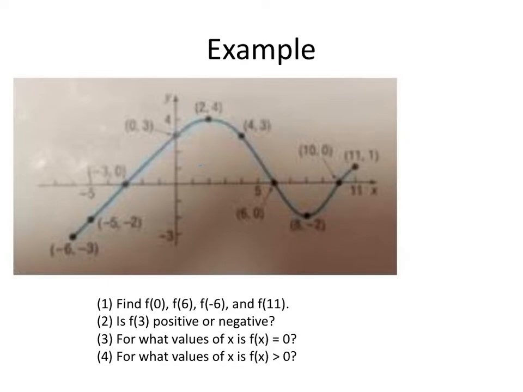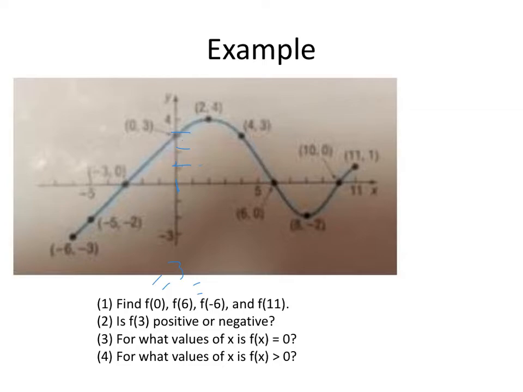Alright, here's the last example of this video. It's a 4-parter. First, find f of 0, f of 6, f of -6, and f of 11. And yes, I do know the numbers are kind of blurry, but we should still be able to do the problems just fine. First one, f of 0. Count up from 0: 1, 2, 3. You notice the y value is 3, so f of 0 is 3.